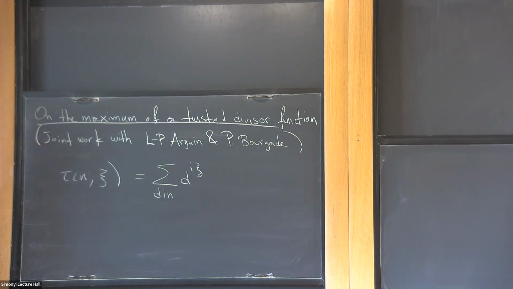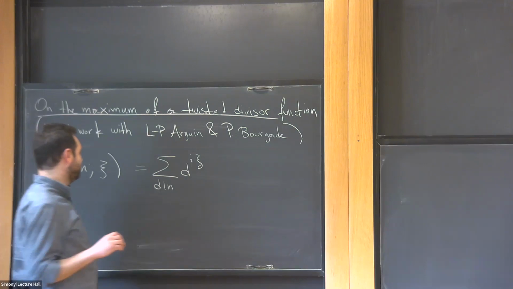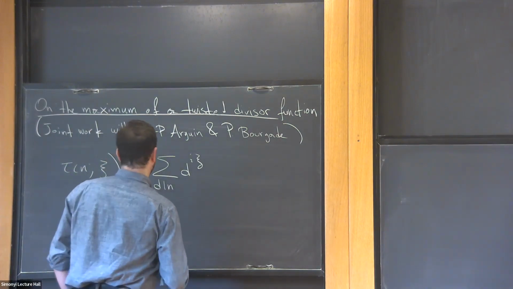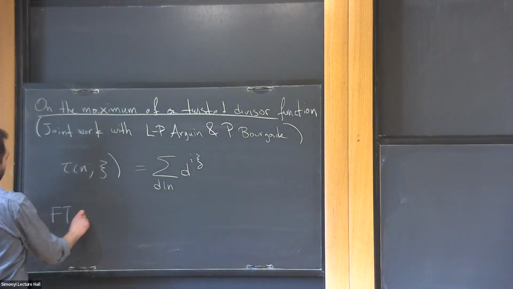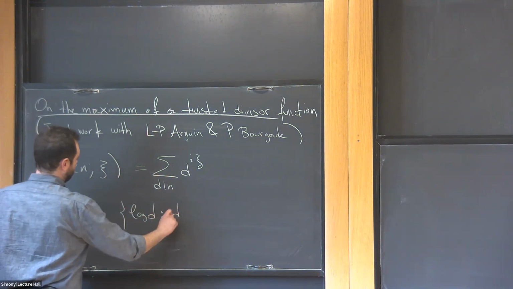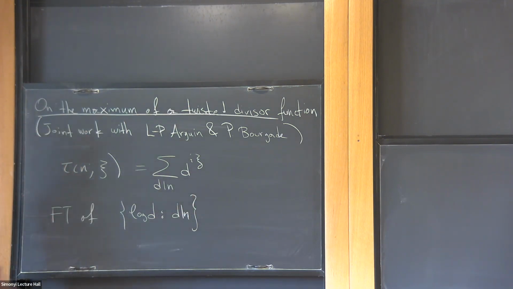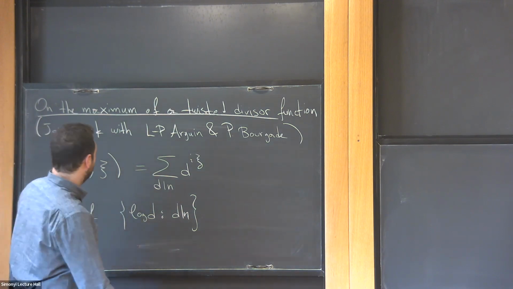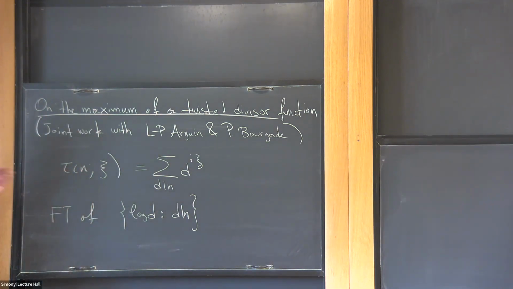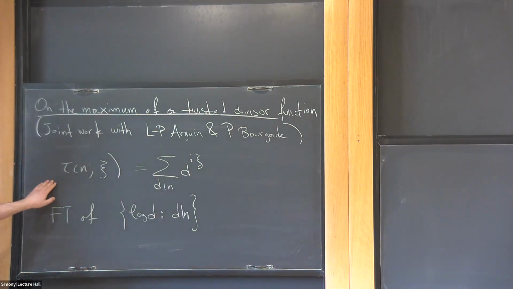So you can study various things about it using elementary tools. And the reason why I'm interested in this function is because it is the Fourier transform of the sequence log d, for d dividing n, the sequence of divisors of n. So if you want to understand various properties about the distribution of divisors of n, it's a natural thing to consider this function and to understand this function instead.